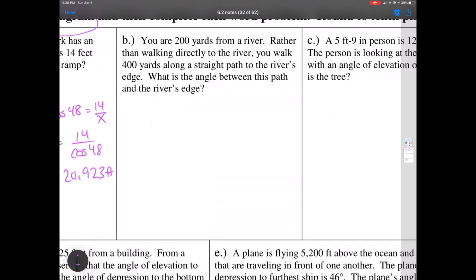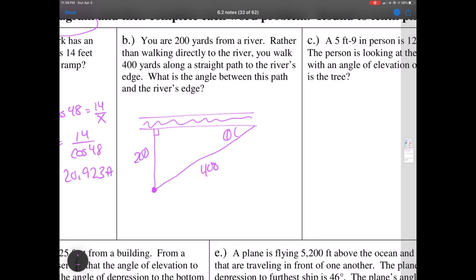All right, you're 200 yards from a river. Rather than walking directly to the river, you walk 400 yards along a straight path to the river's edge. What is the angle between this path and the river's edge? So you have this river, and you're standing over here. You're going to walk 400 yards to the river's edge instead of walking in a straight line. You want to know the angle between this path and the river's edge, so that's theta. And you are 200 yards from the river.